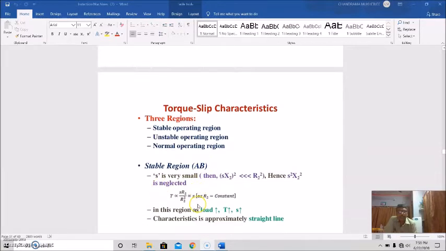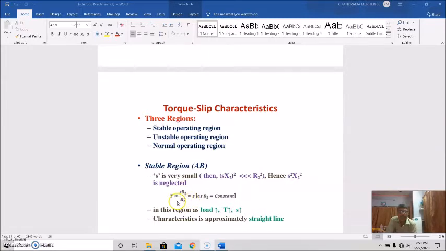So here it is characterized as S is very small. If S is very small, then (S x2) whole square is very less than R2 square. So hence this portion is neglected. If this portion is neglected, the torque equation becomes like this: torque is proportional to S R2 by R2 square. That is, R2 cancels out, so torque is directly proportional to S.